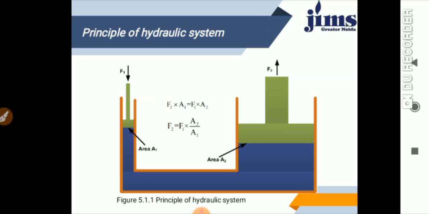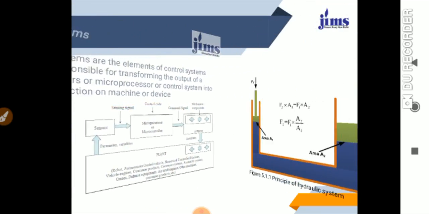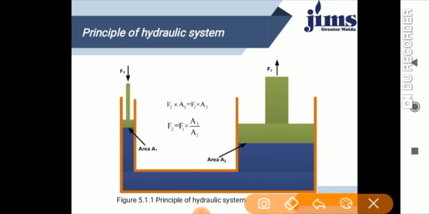So how do we find out the magnitude of the force we are getting in the form of output? You will see F2 into the area A1 is equal to F1 into A2. So F2 into A1 is equal to F1 into A2.